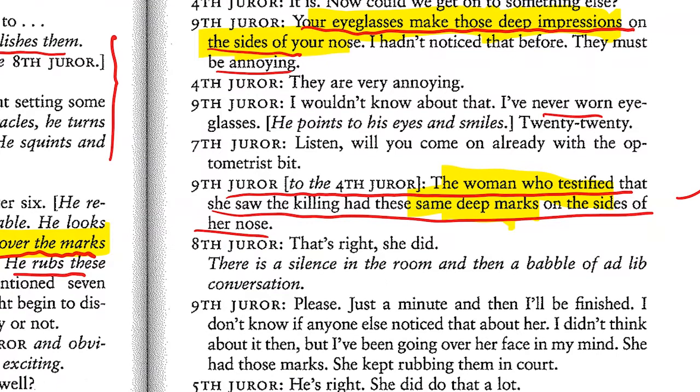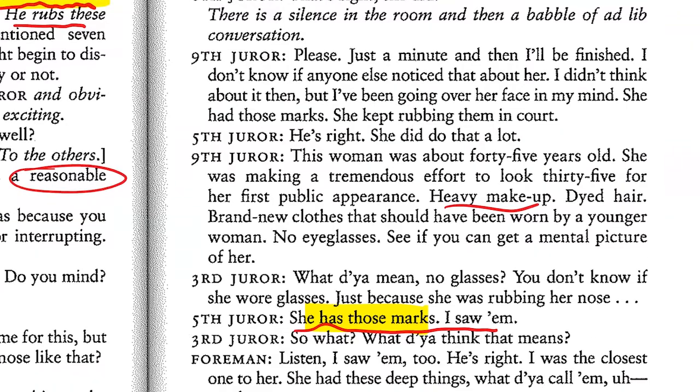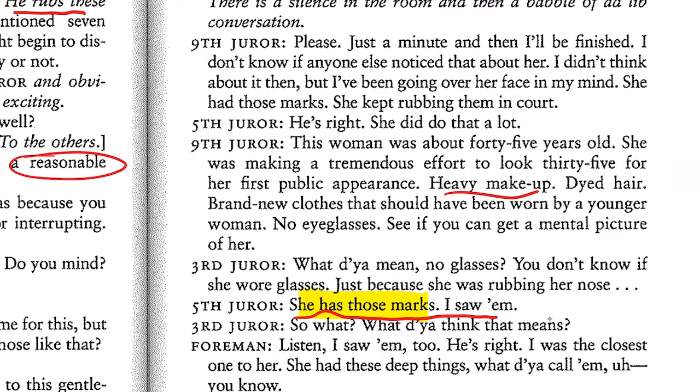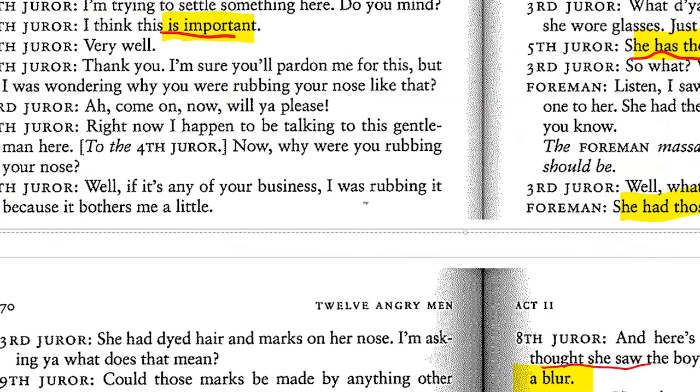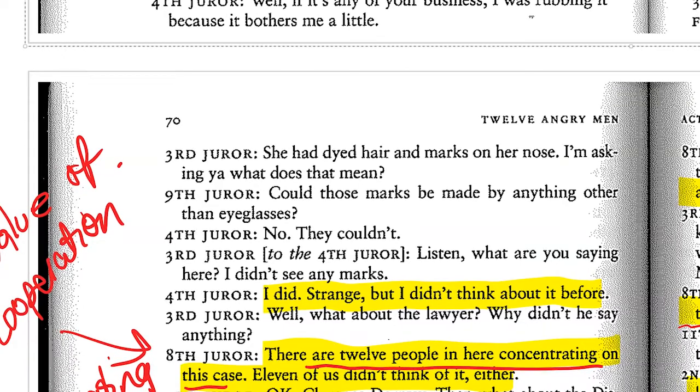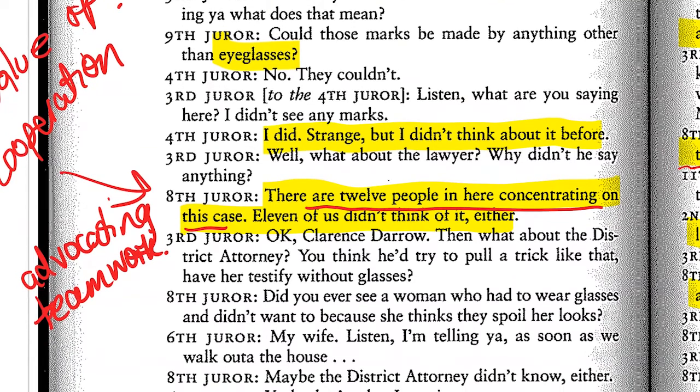But the woman who testified also had those same deep marks on the side of her nose, which brings into question the witness's reliability, her eyesight. And they say, look, they all kind of remember, most of them anyway, that she had those marks, and we don't know, page 70. Well, were they made by anything other than eyeglasses? Well, no, but nobody really thought of it before. And I love this line too. Perhaps it could be a pink one.